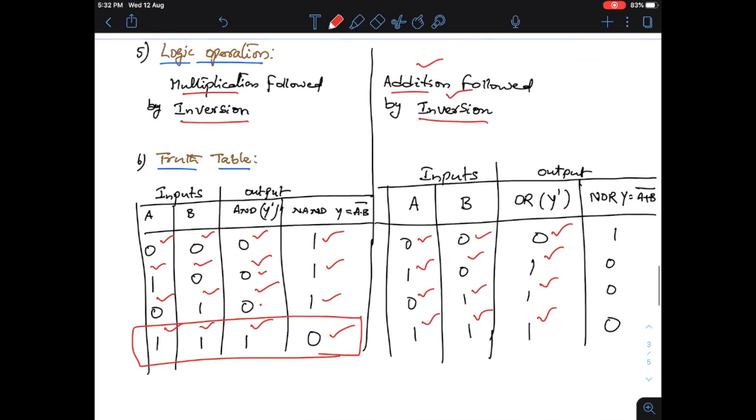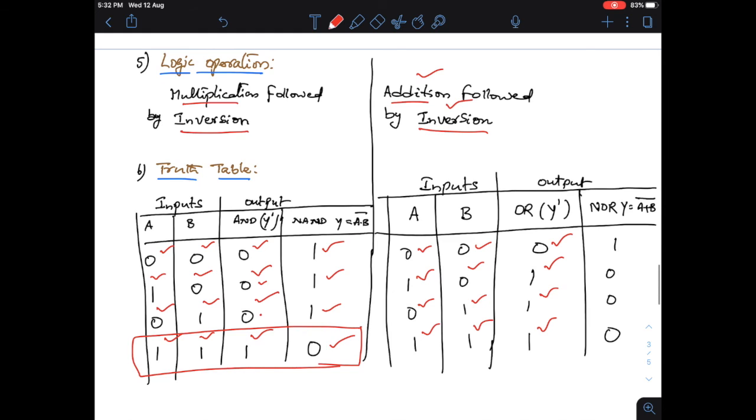Now, it is followed by NOT gate. So, this Y dash becomes the input to NOT gate. So, what will be the output now? Y is equal to the opposite of this. So, if this is 0, then you have 1. 1, 0, 1, 0, 1, 0.